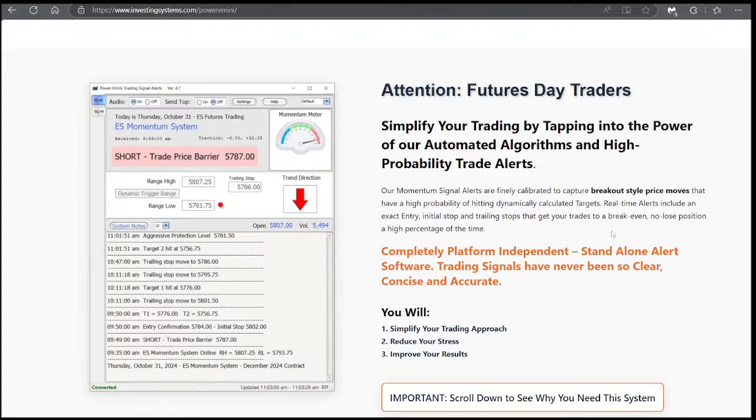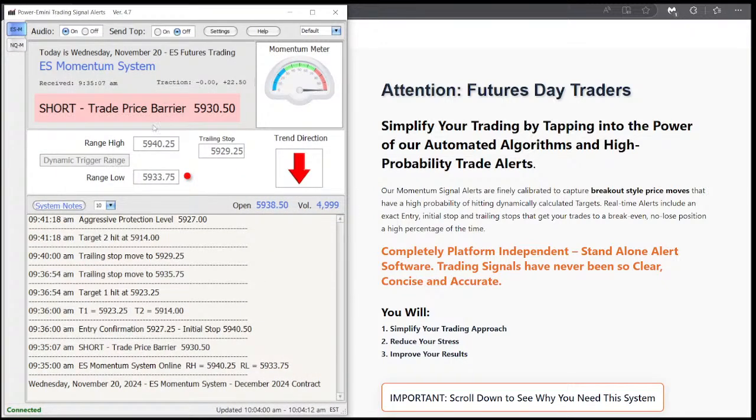And by the way, when you come to this web page, investingsystems.com/poweremini, this is the very top section of the software. I actually have the live software running right now on my machine. You can see down here that today's Wednesday, November 20th. Interestingly enough, this system is essentially done for the day.